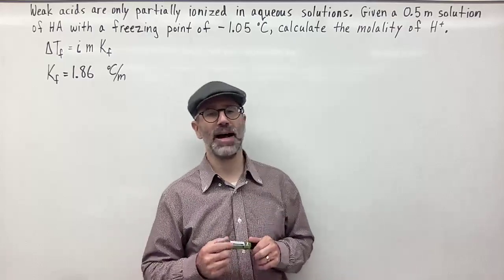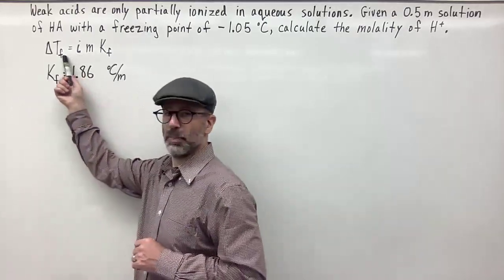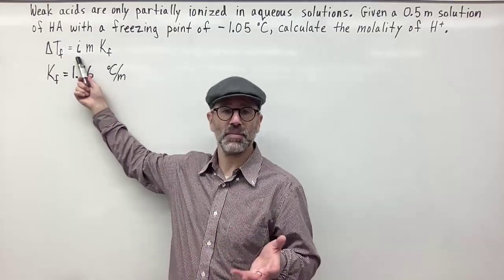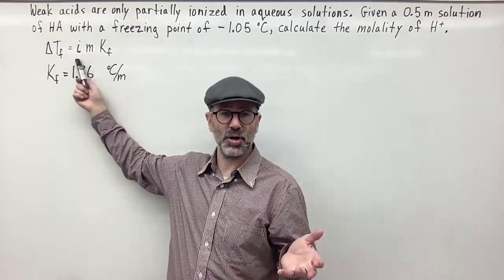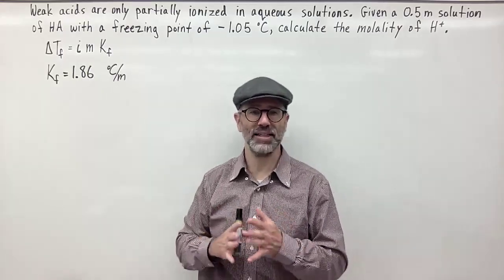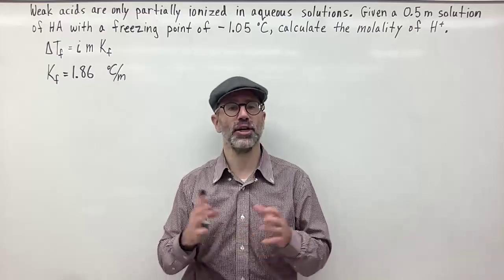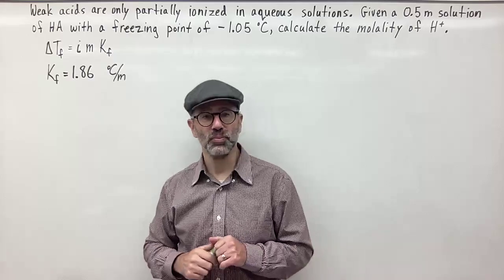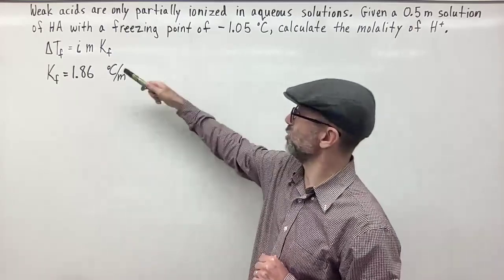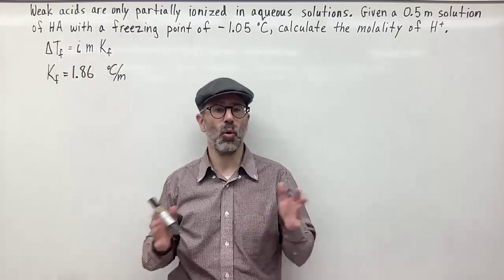So in this case, we need to figure out the molality of the H plus. What we need to find here is your Van 't Hoff factor, represented by the i. So i is the Van 't Hoff factor. i is that number that basically tells you how many particles you have in solution per 1 unit of whatever it is you dissolve. So that will help us out, because the HA as a weak acid is going to be somewhere between 1 and 2.